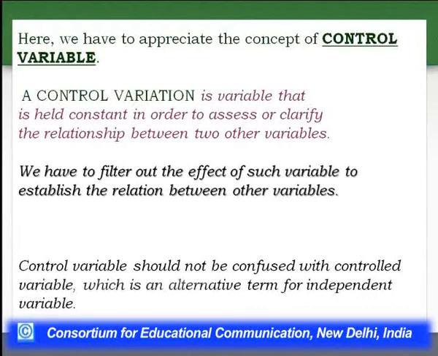The control variable should not be confused with the controlled variable, which is an alternative term for the independent variable. So now the question is that if we are not able to have any kind of control over the price slashing, we will not be able to infer the right kind of relationship between the expenditure which has been spent by the company and the sales. So here we have to control certain variables to find out the exact relationship: if the company is spending on the advertisement, what is the impact of that on the sales.